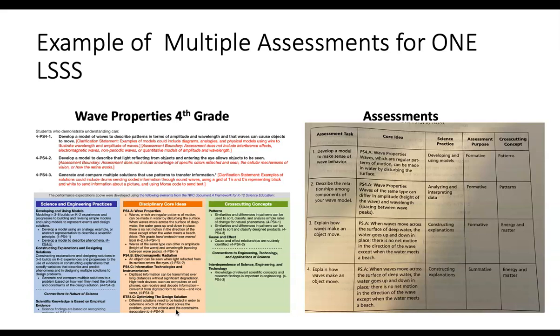objects to move. Now, with that particular Louisiana science standard, the science and engineering practices are developing and using models, constructing explanations, and designing solutions. And for the disciplinary core ideas, we want our students to know about wave properties. And for the cross-cutting concepts, we want our students to understand patterns and cause and effect. So how the heck do we make sure that we assess all 3 dimensions of this Louisiana state standard? Well, we can just break down the standards.